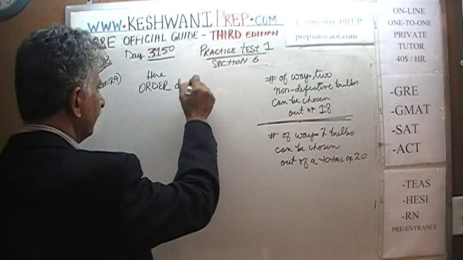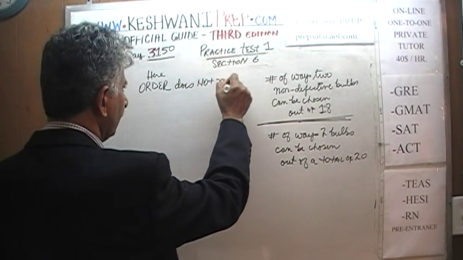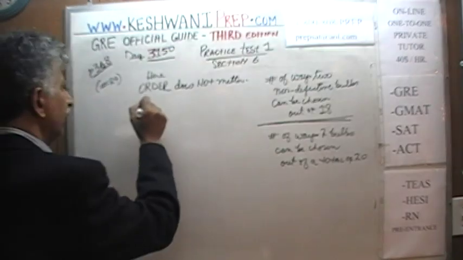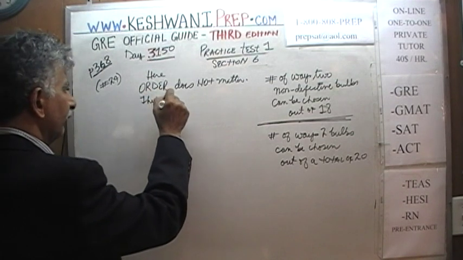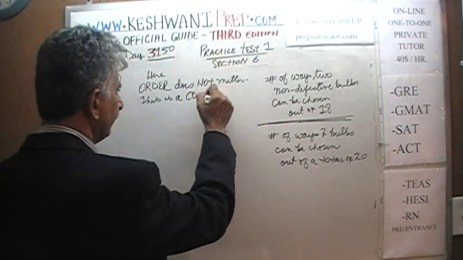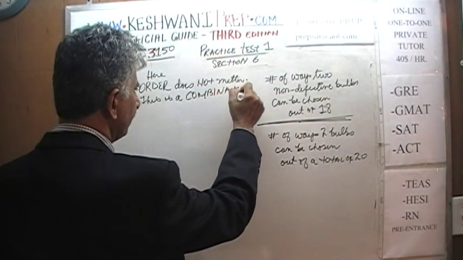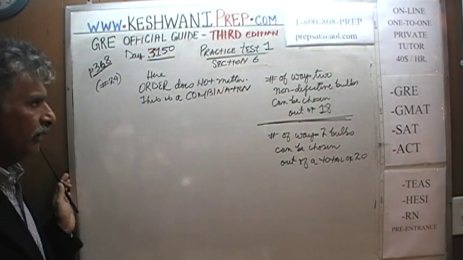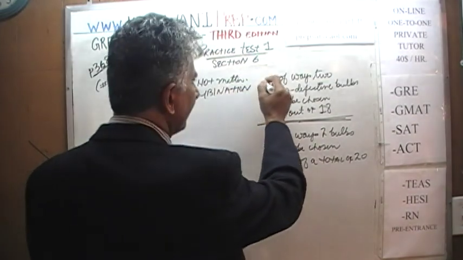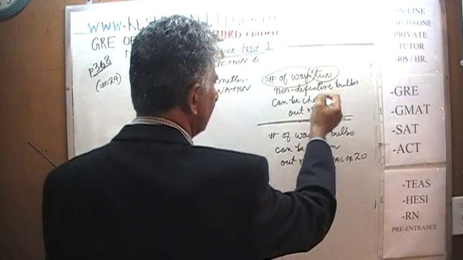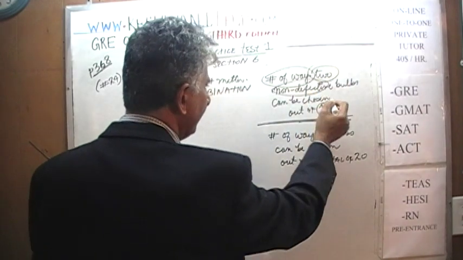Order does not matter. If the order does not matter, we are dealing with combination. This is a combination problem. So let's begin, shall we? So how many different ways are there? Number of ways, two non-defective bulbs can be chosen out of 18.